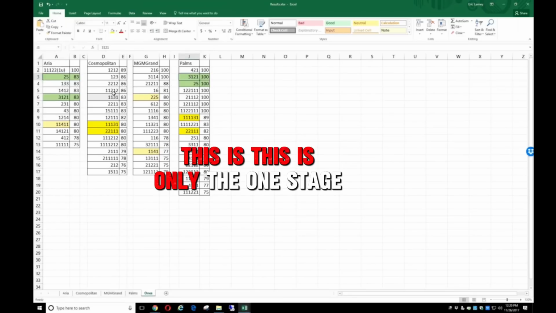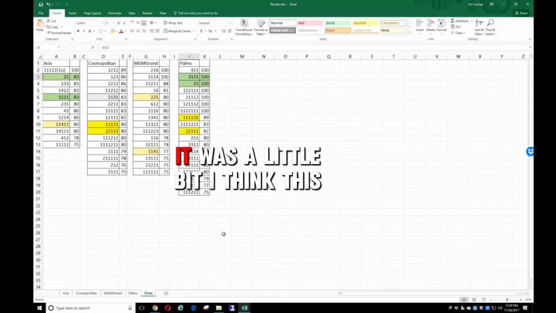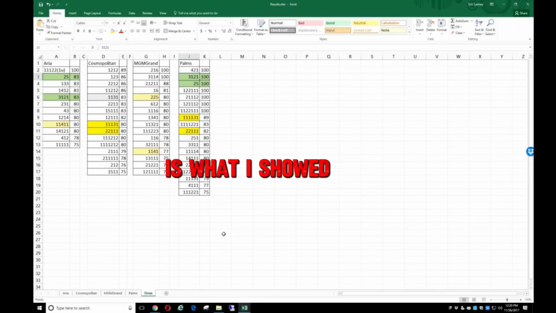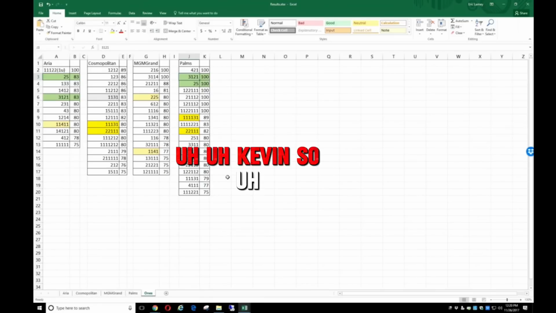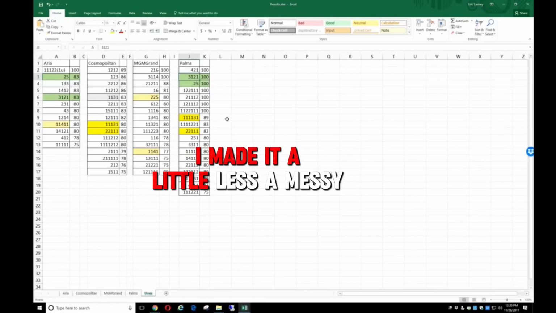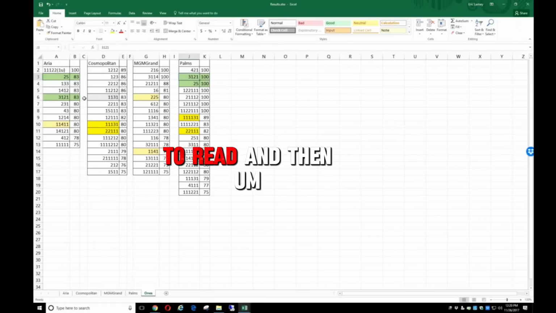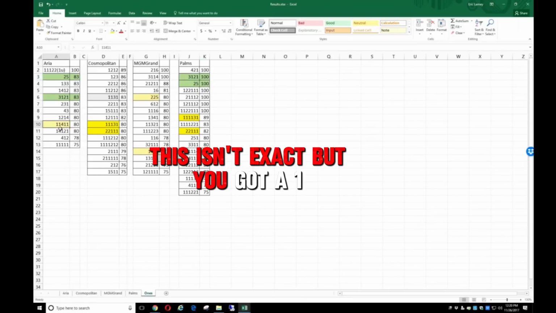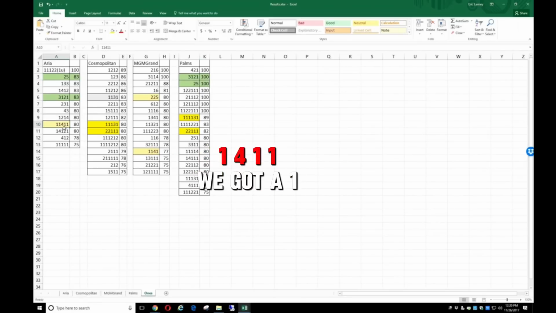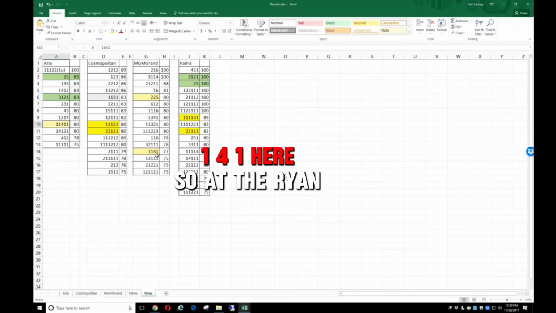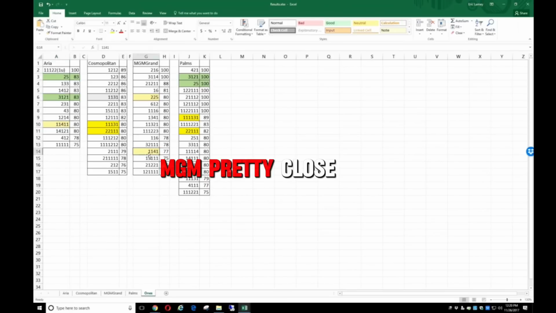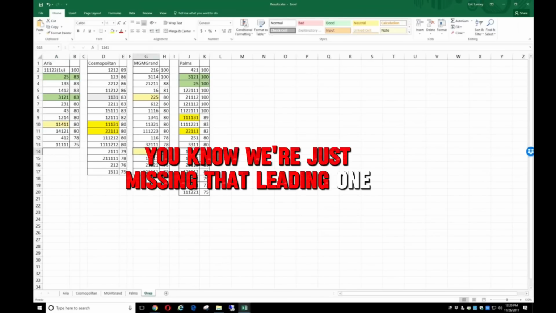Yeah, this is only the 1 stays 1. I think this is what I showed Kevin, so I made it a little less messy to read. And then this isn't exact, but you got a 1-1-4-1-1, and we got a 1-1-4-1 here. So at the Aria and MGM, pretty close. We're just missing that leading 1.